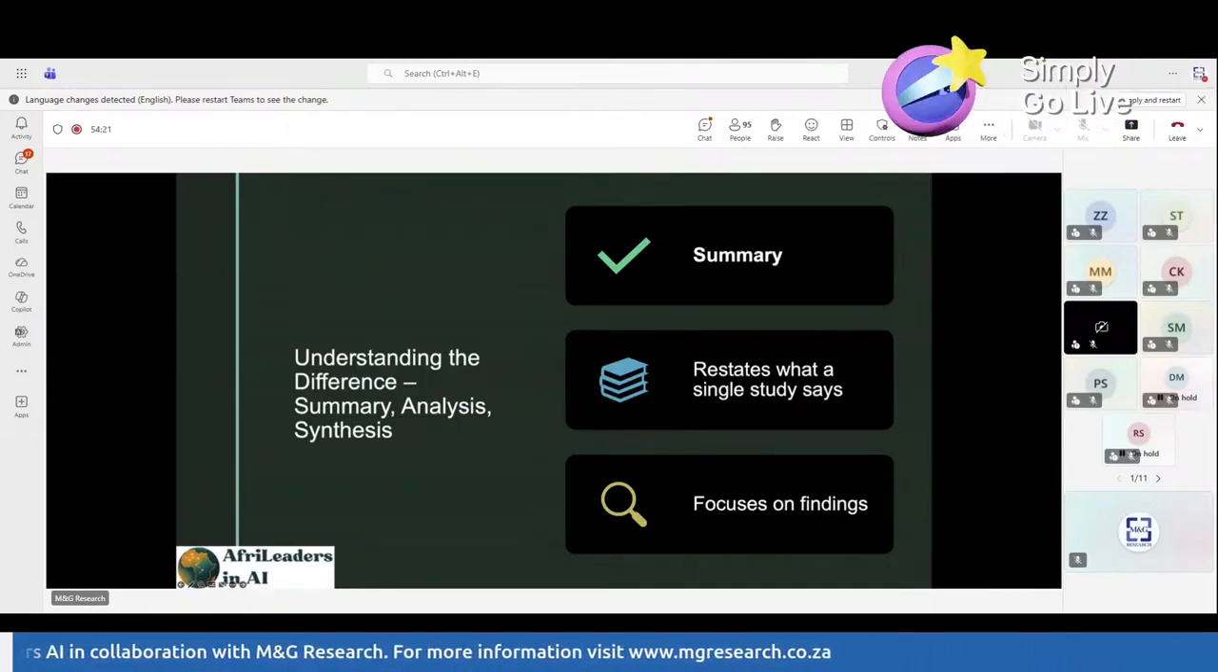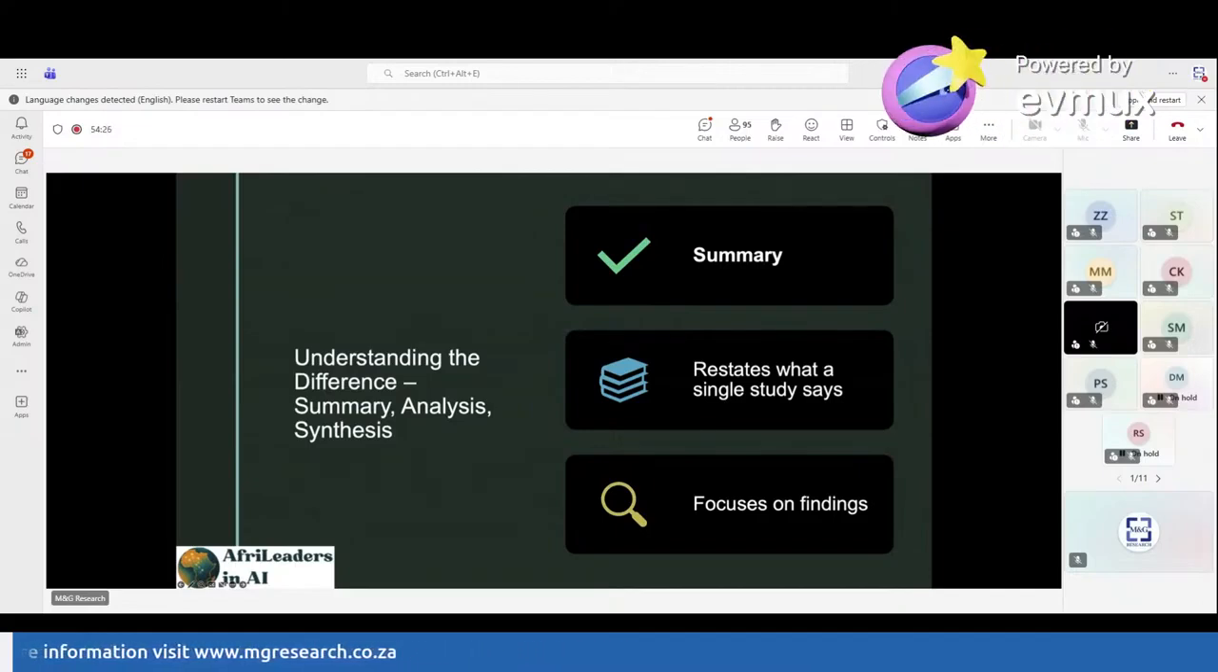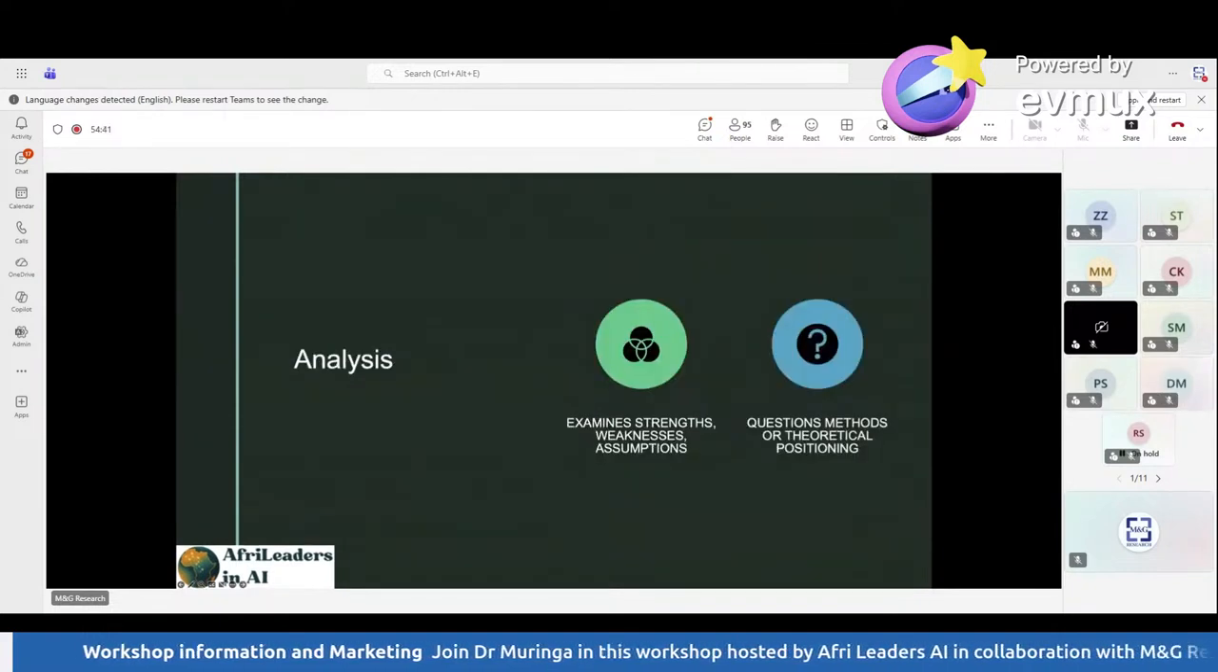You're looking at, oh, this is what they found, and what they found is very interesting, and it adds to the body of knowledge and stuff like that. So you are like a horse with blinkers that is only focusing on all those things, right? But let's move beyond that. So that is the summary.